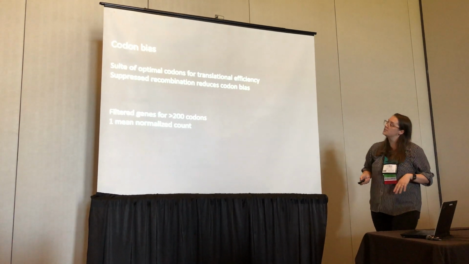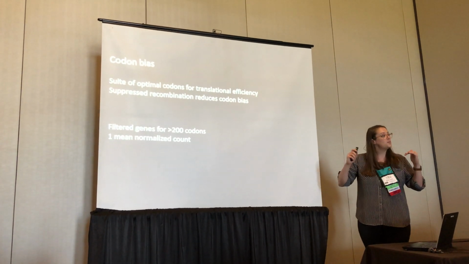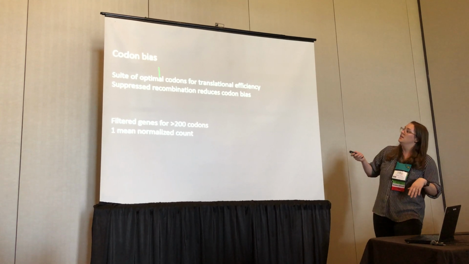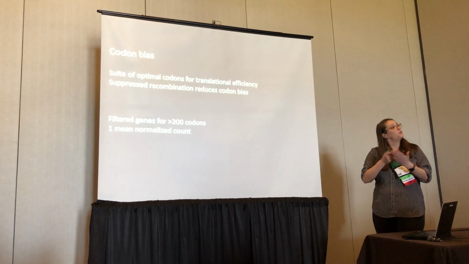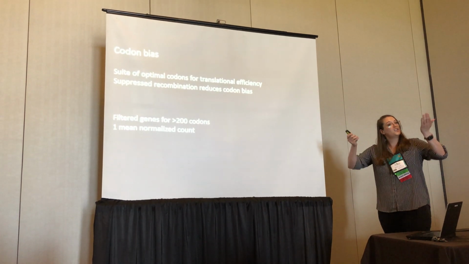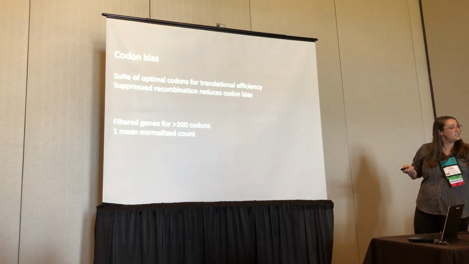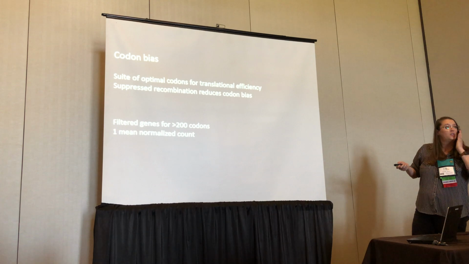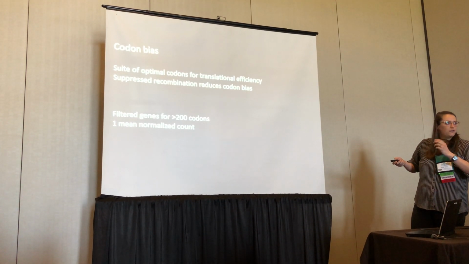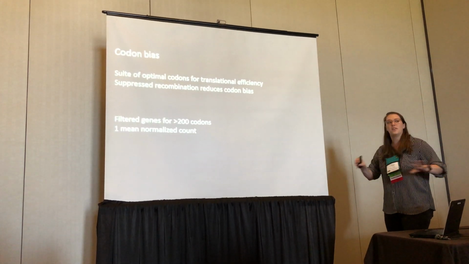All right, so codon bias. If you're not familiar, this is the suite of optimal codons that are selected for translational efficiency. When these genes get put inside regions of suppressed recombination, selection is less efficient, and you start to see a little less bias towards those more optimal codons. So what I did was I took our genome annotations, genes annotated to our sex chromosomes, and I filtered for 200 codons, and I threw out anything that didn't have one count of gene expression on it, just to get rid of some things that might not be real.